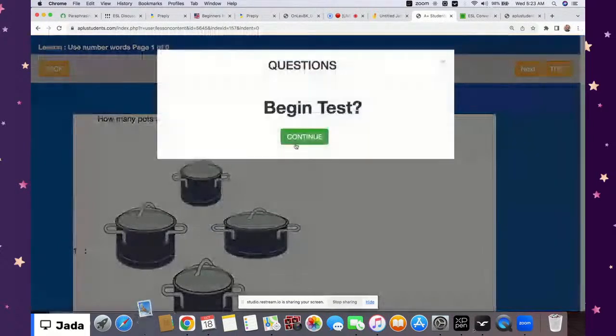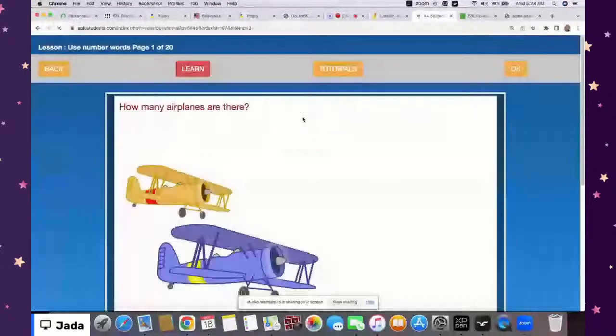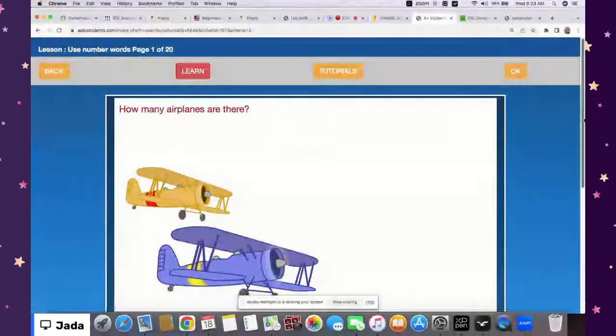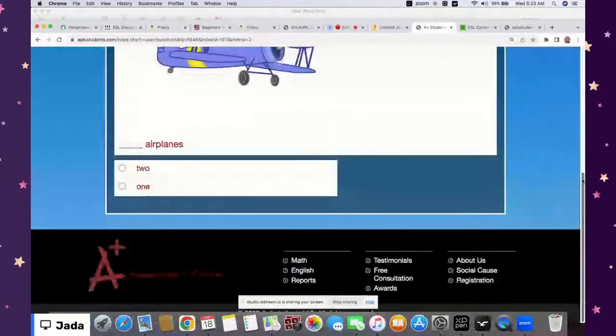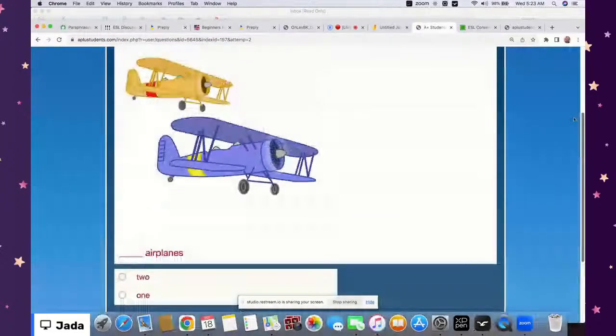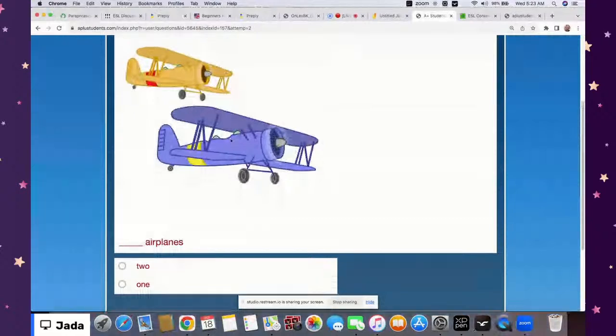Okay, so we'll move on to the test. All right, and then send in your answers. So how many airplanes are there? How many do you all see? Send your answers. Is it the first one or the second one? You can pick first or second on the chat, right? So how many airplanes do you see?